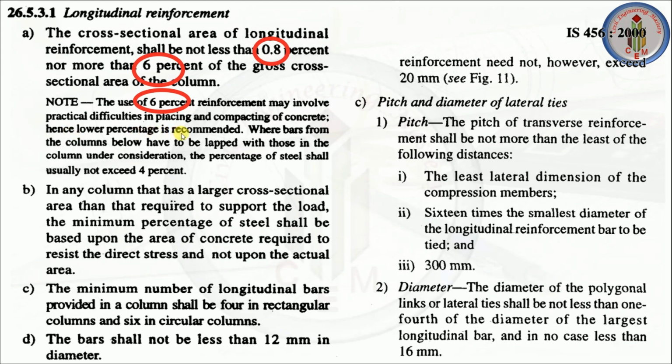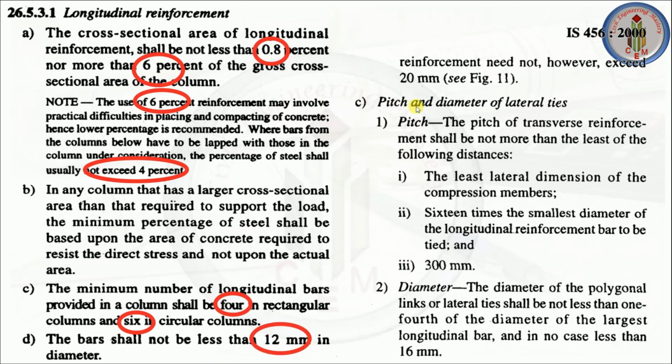So hence lower percentage is recommended, where bars from the column below have to be lapped with those in the column under consideration. The percentage of steel shall usually not exceed 4%. So we need to provide maximum percentage of column reinforcement as 4%. Minimum number of longitudinal bars provided in a column shall be 4 in rectangular and 6 in circular column. So this is the minimum number of bars we need to provide, 4 in rectangular column and 6 in circular column. The bar shall not be less than 12 mm in diameter.